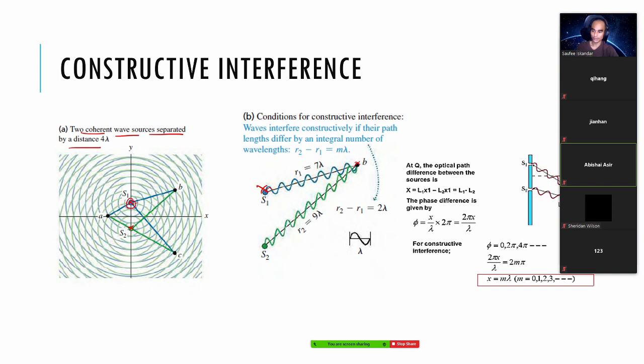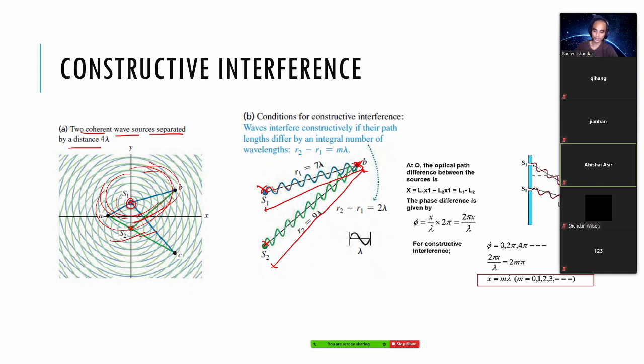This one is actually propagating to the whole surrounding place, but we want to count at B only. S1 and S2 must be coherent. S1 is propagating to B, and S2 is also propagating to B. Both of them are coherent. What is different between them is the length. You see that the length S1 to B and S2 to B is different.